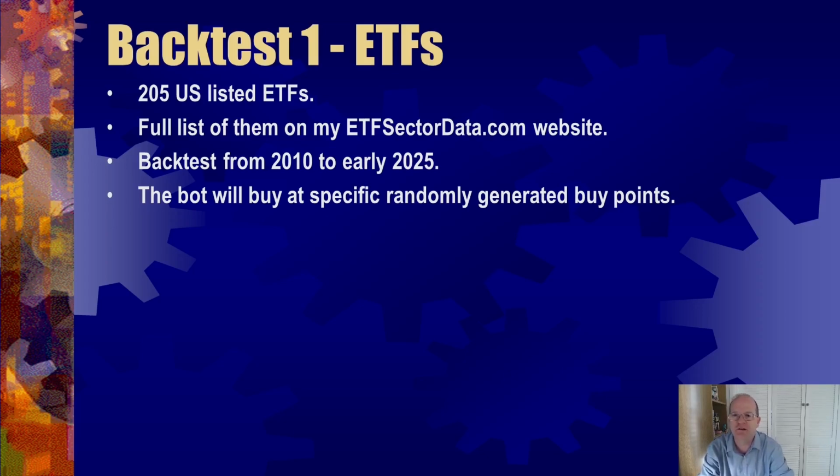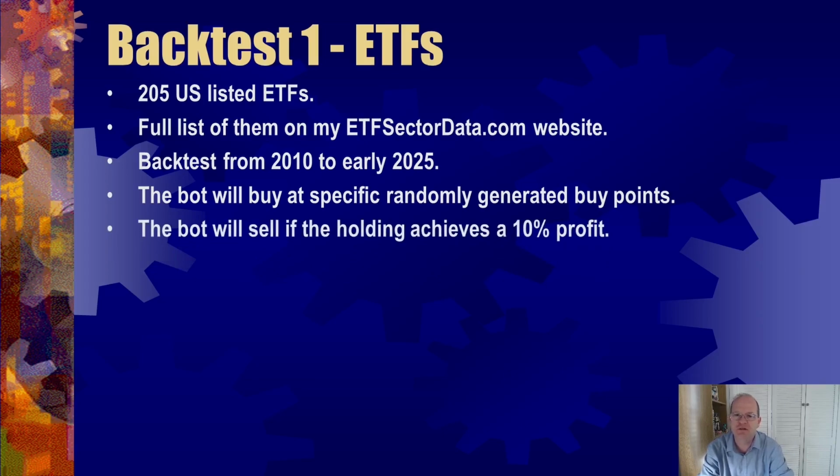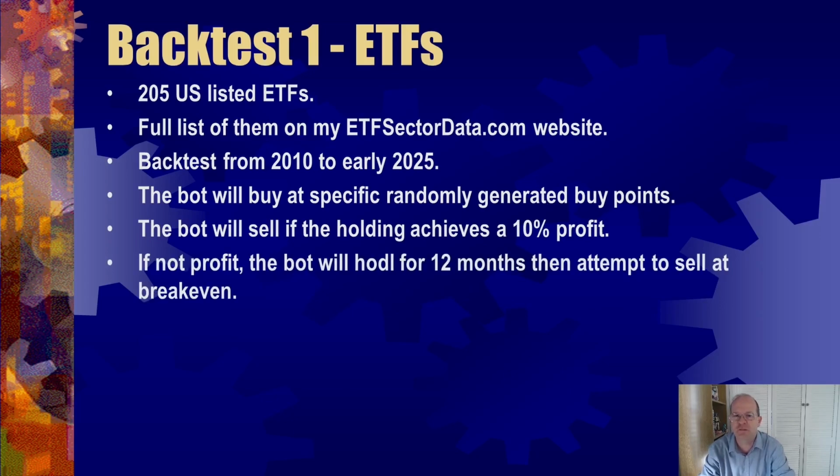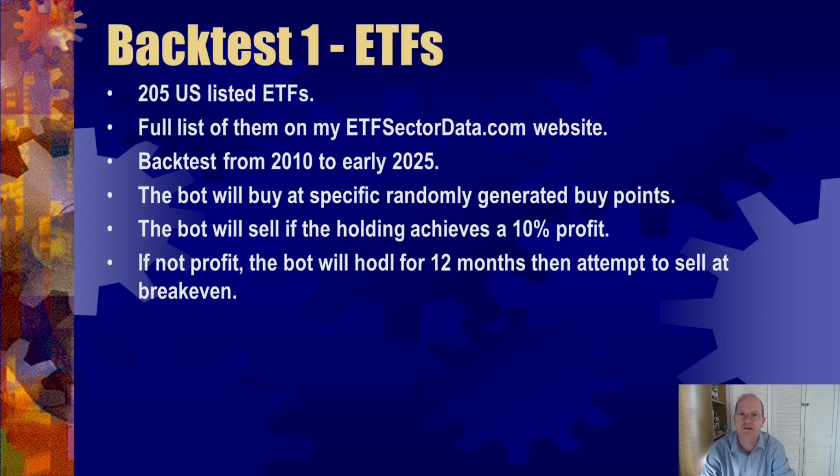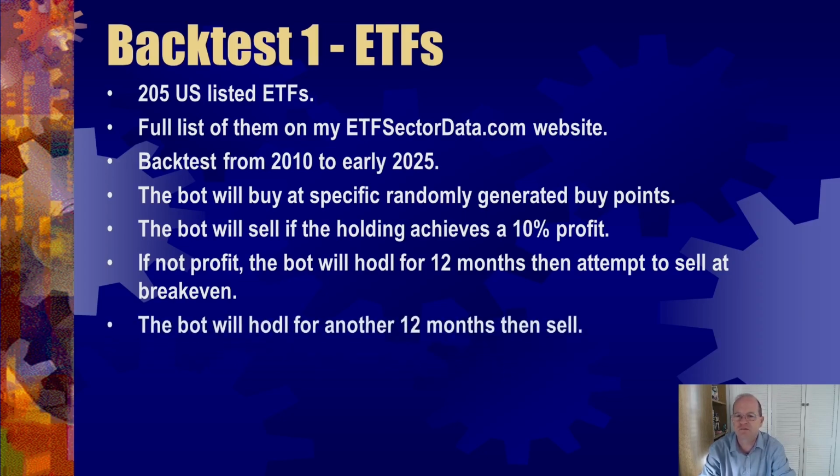So the bot will buy the stock, and then it will sell if the holding achieves a 10% profit. If there's no profit, the bot will hodl for 12 months, then attempt to sell at a break-even price after that. So if there's no profit in a year, it will try to break even. And it will hodl for another 12 months while it's trying to break even, and then it will sell for whatever price. So on the second anniversary of when we bought the stock, it will just sell for whatever price we can get. So let's check the results.